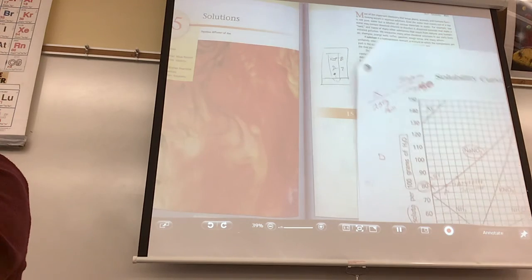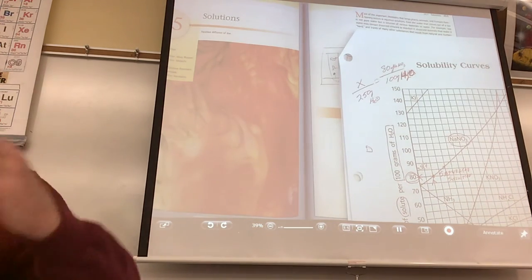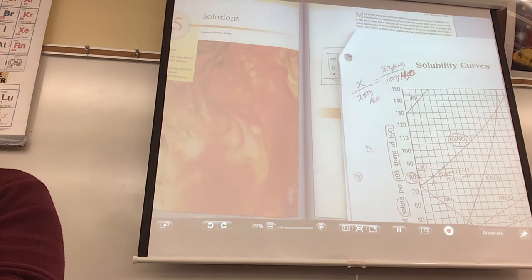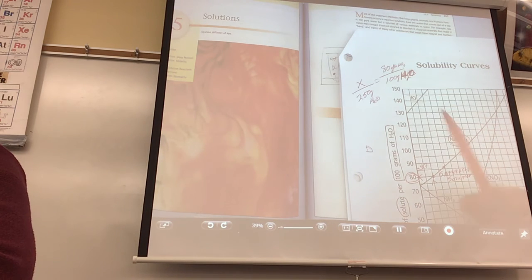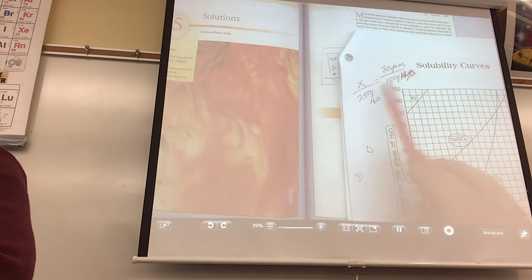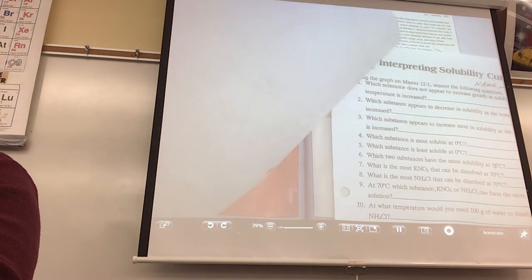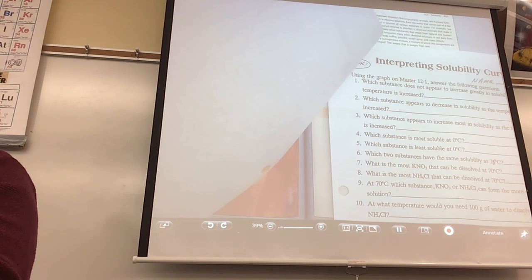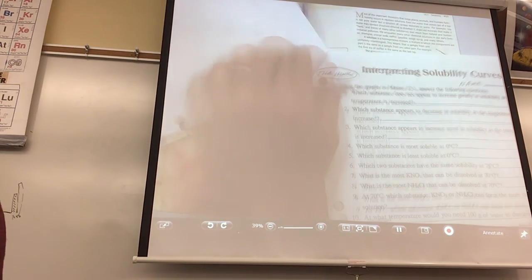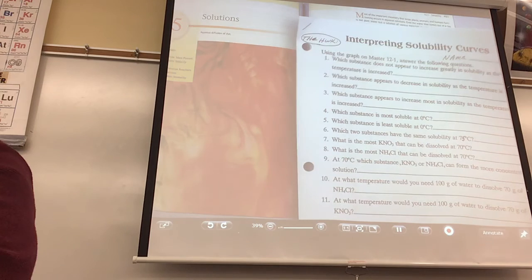Does everybody know how to do a proportion? Remember how to cross multiply? Have you guys been taught that? Okay, so you get 250 times 80 divided by 100. Anyway, that's what you can use this graph for. So if you see a question and ask, how much can you dissolve in 300 grams of water? See that? Let's do the first one, and this will be the last thing we do.